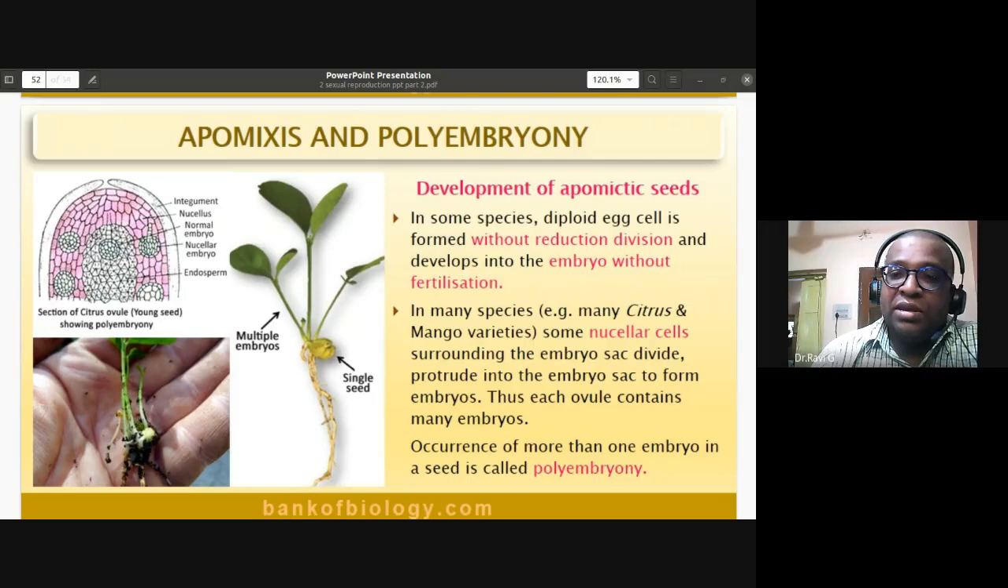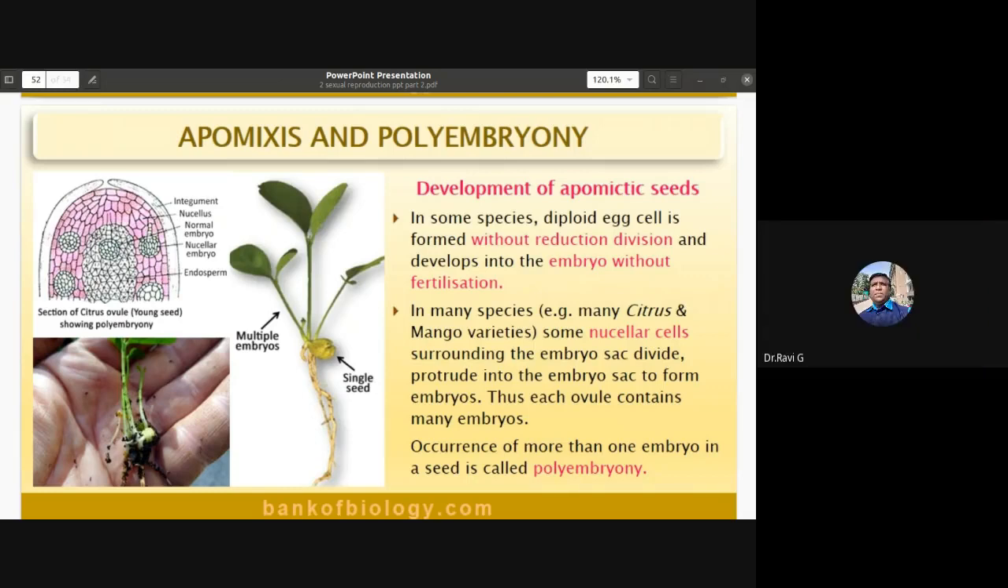Normally the zygote becomes diploid; the egg cell would have been haploid, the sperm cell would have been haploid, and when they fuse the diploid zygote forms. But here the egg cell is diploid, so there is no need for formation of a zygote or fertilization. So they directly develop into an embryo without fertilization in some of the species.